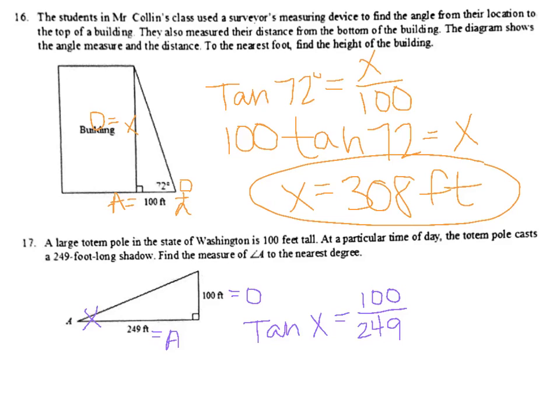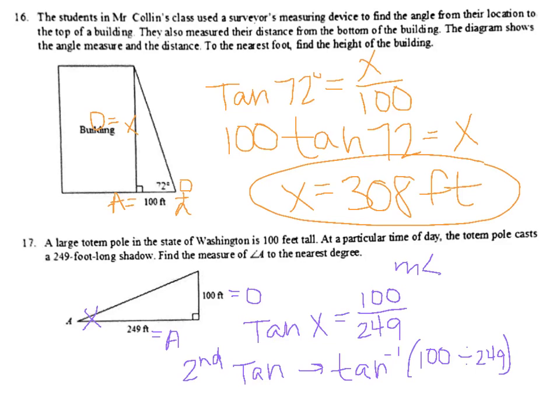So now when I put that into my calculator, I have to hit second tangent, which is going to look like tangent inverse in your calculator, and then you hit 100 divided by 249. And then the answer that you're going to get when you round it to the nearest degree is that the measure of angle A is equal to 22 degrees.